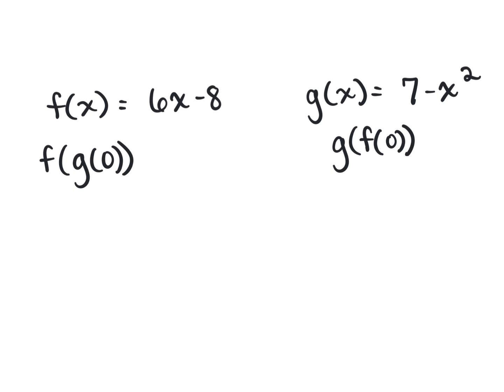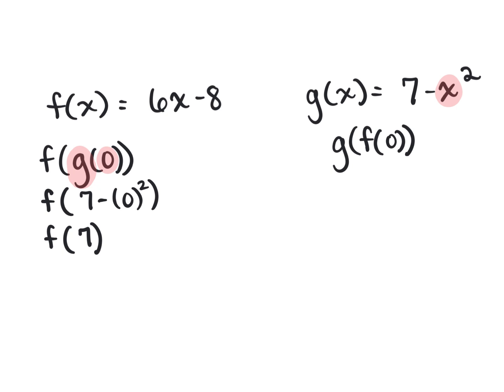So with these questions, what you're going to do is be looking from the inside out. So I'm going to substitute a 0 into the g function. So I'm going to be substituting a 0 in right here. Now the f that's out front is still there. So this is f of, and then I have 7 minus 0, and I square that. So this is f of 7 minus 0, which is just f of 7.